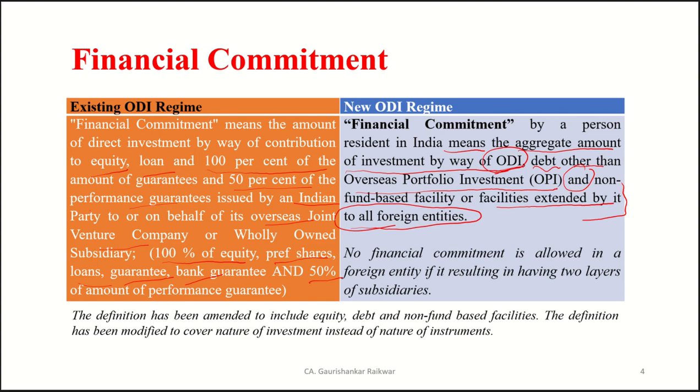Okay, so no financial commitment is allowed in a foreign entity if it is resulting in having two layers. That restriction was not there, but RBI has made it very clear that under the new ODI regime no financial commitment is allowed where there is a second layer of subsidiary. So the definition has been amended to include equity, debt, non-funded facilities. The definition has been modified to cover nature of investment, instead of nature of instrument. So this is very important.